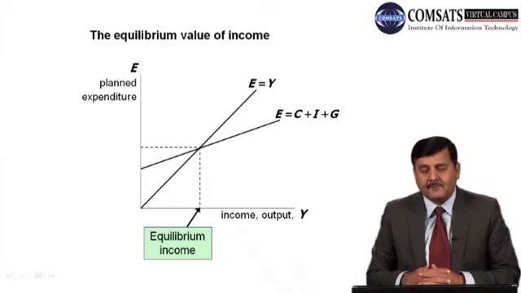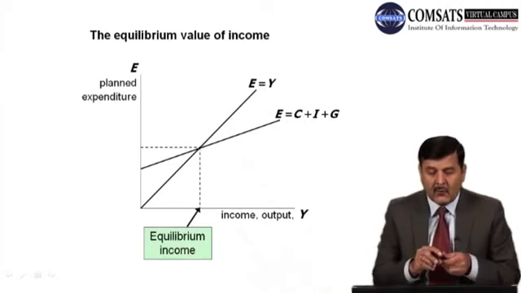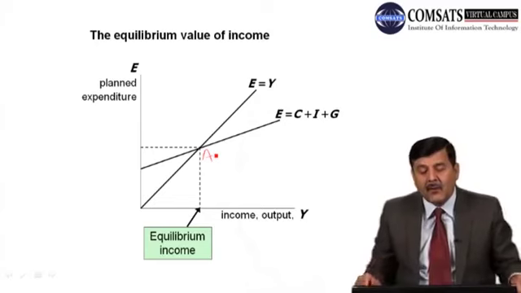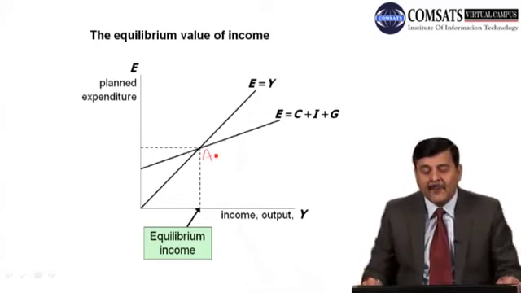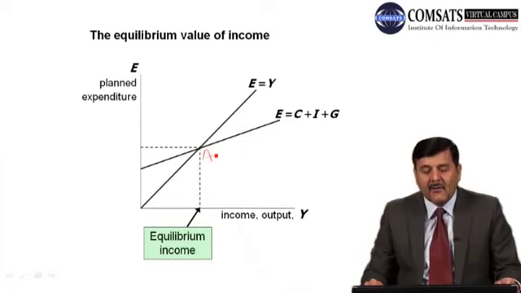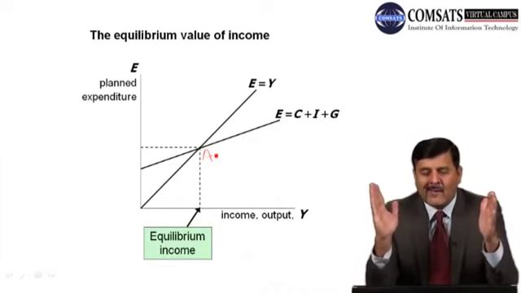Now you can see that Y is the income line, E is the planned expenditure line, and both of these curves are intersecting at some point. Suppose we call this point A. What is happening at point A? Income is equal to expenditure, E is equal to Y. So this is the equilibrium level of income and equilibrium level of expenditure in the economy. And this situation is known as the Keynesian cross.